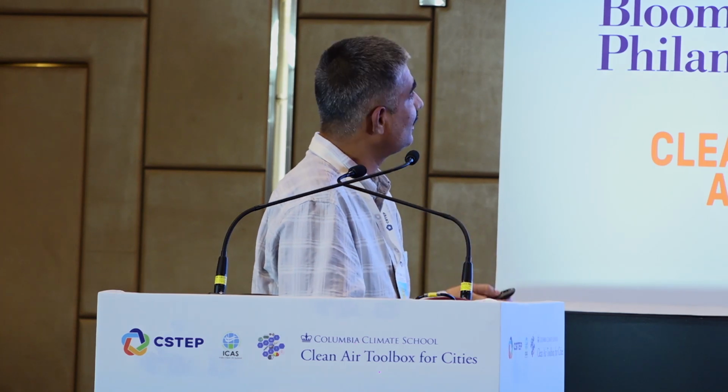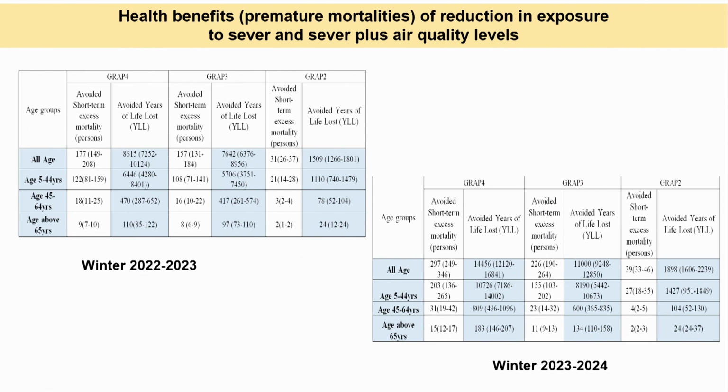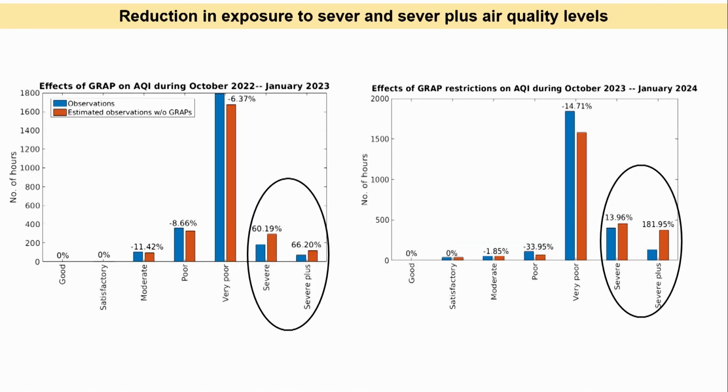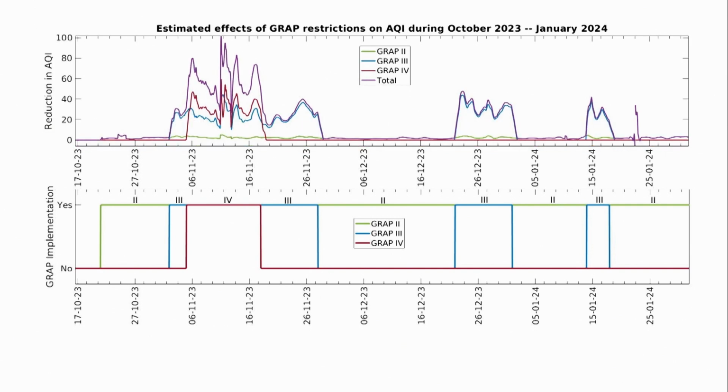And if you look at the AQI, you get a change in AQI of up to 100 maximum, but in the mean it is 40 to 60. So 40 to 60 is a very good change in the AQI. They actually change the air quality from a severe to a poor regime. So GRAPs are actually effective for controlling the short-term air quality in the Delhi NCR region.